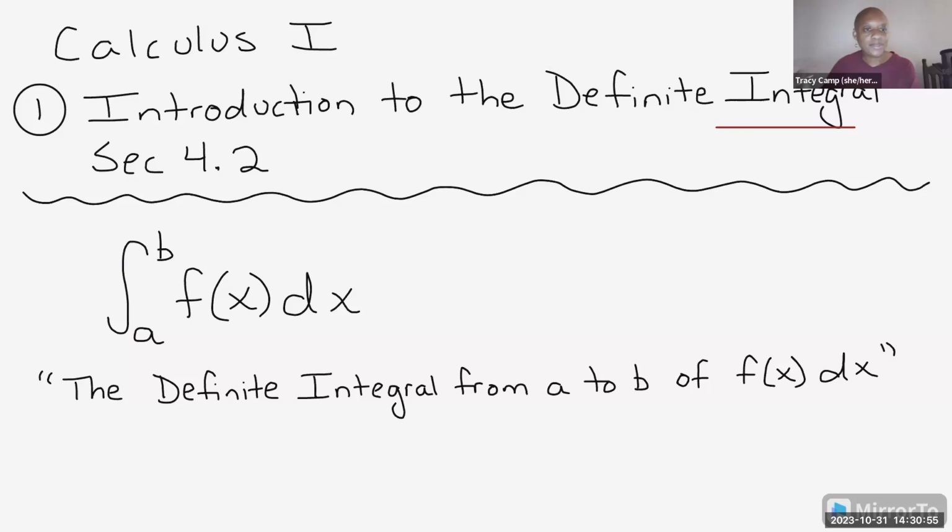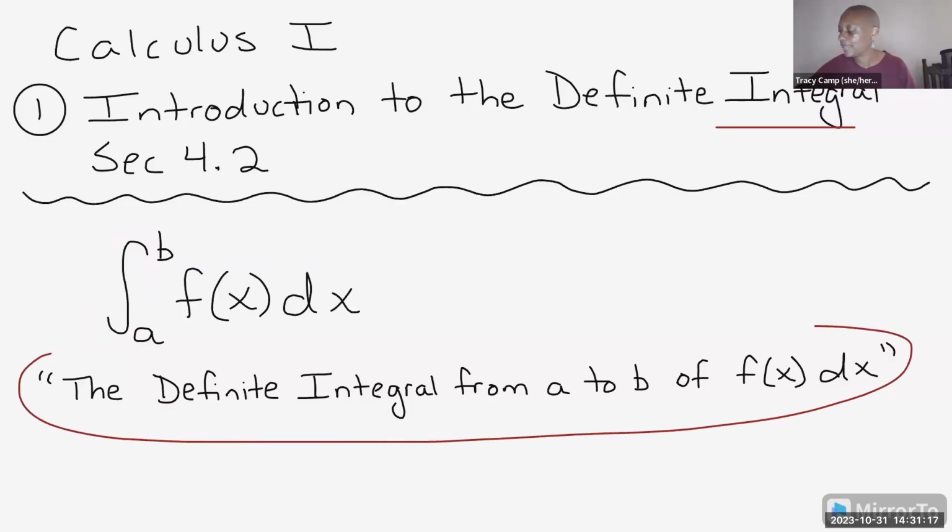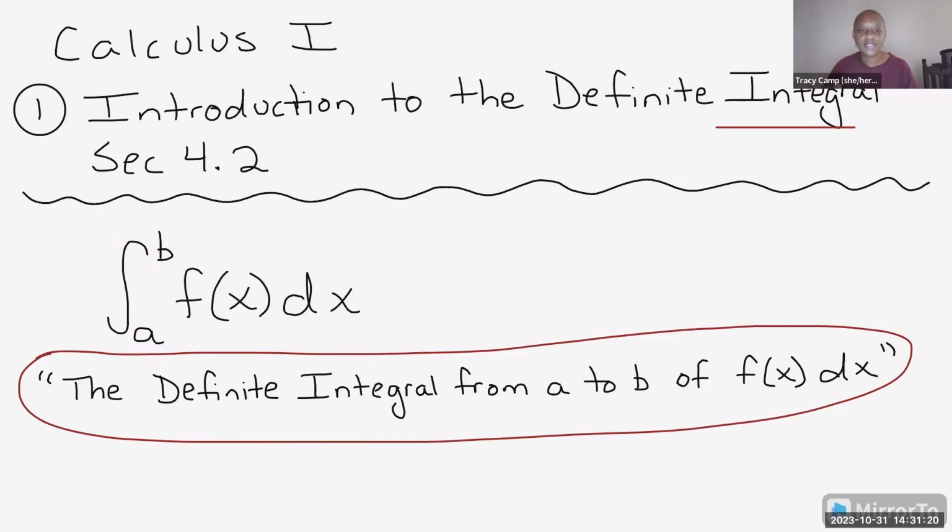So this symbol that I just wrote here, you might notice that there's this elongated S right there. That symbol, when we see it in mathematics, we read it as an integral. And this entire expression that I wrote, you're going to read as the definite integral from a to b of f of x dx. The definite integral from a to b of f of x dx.